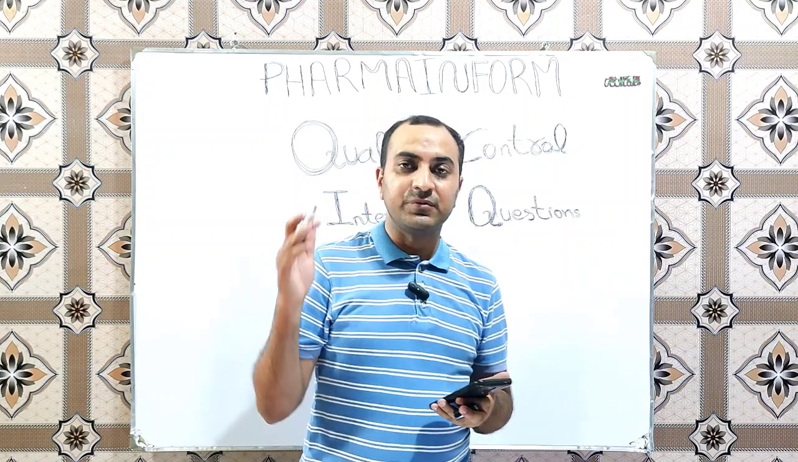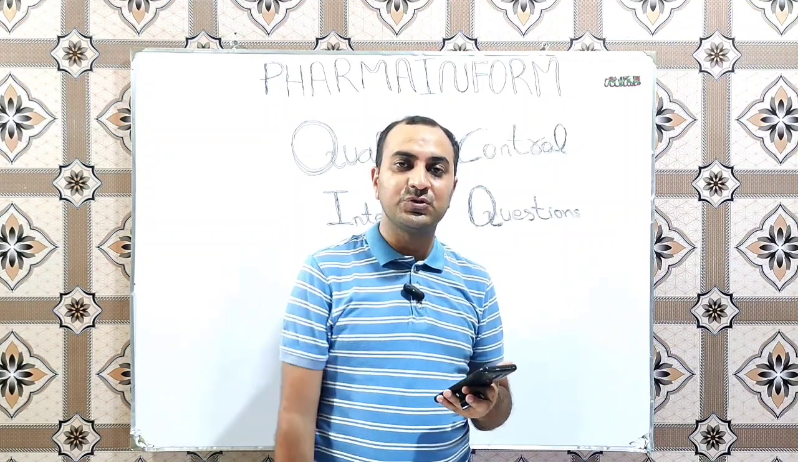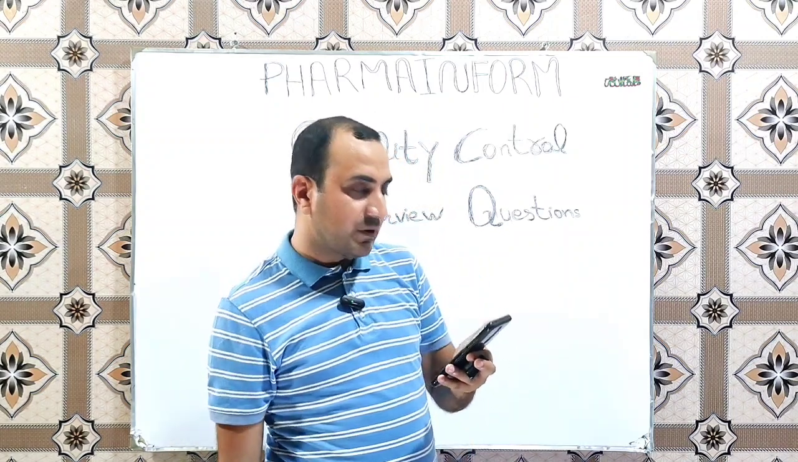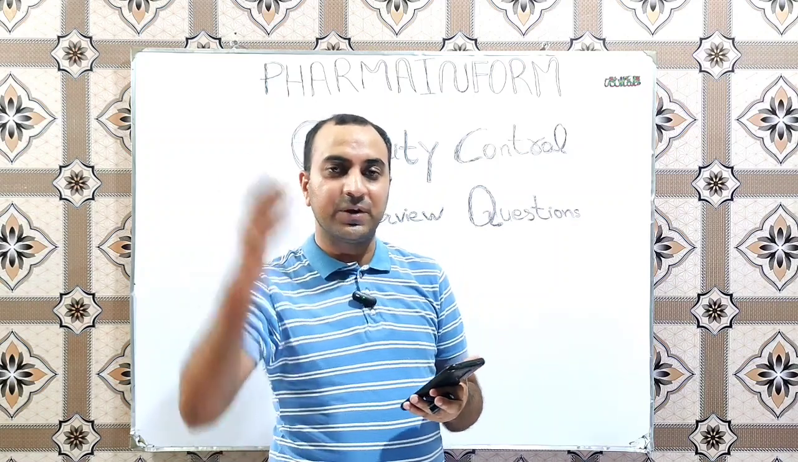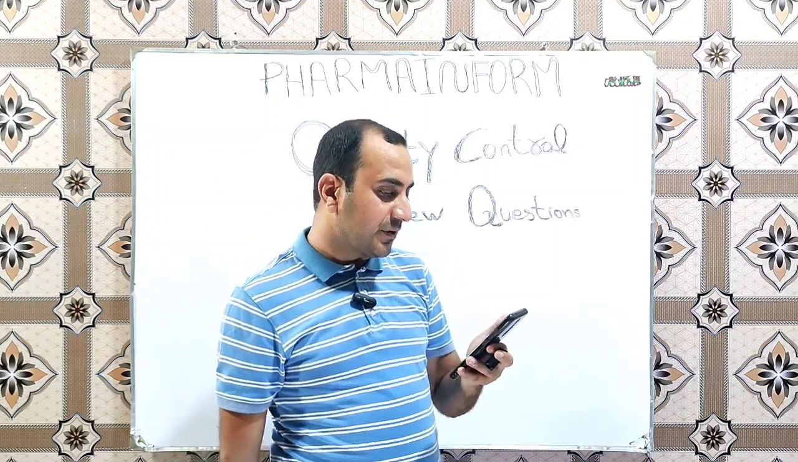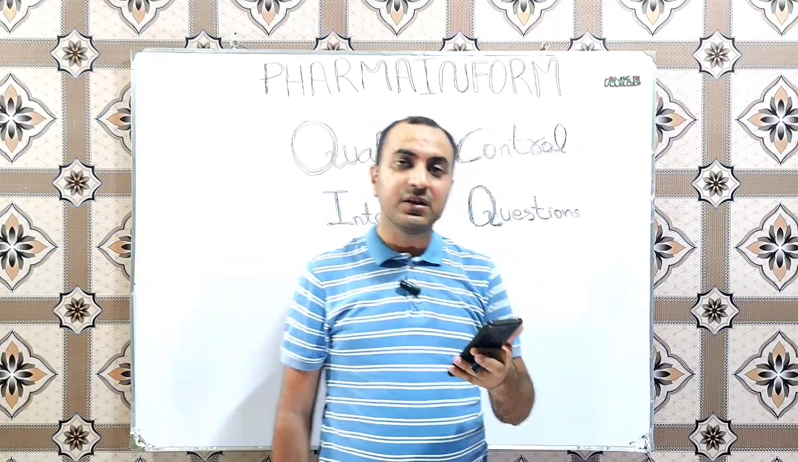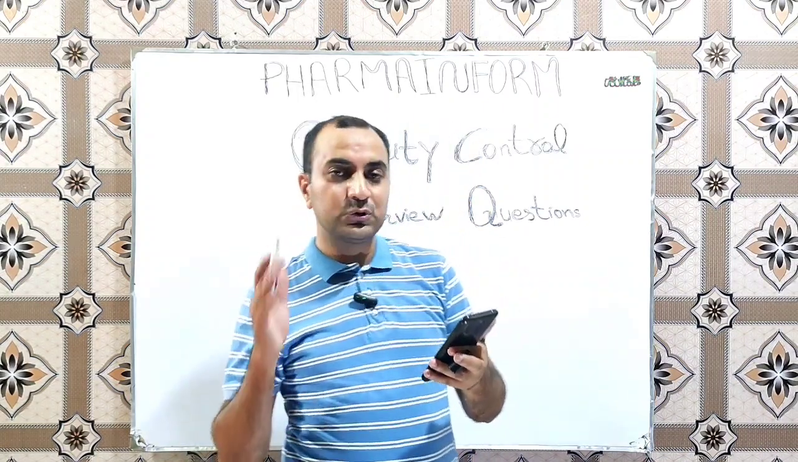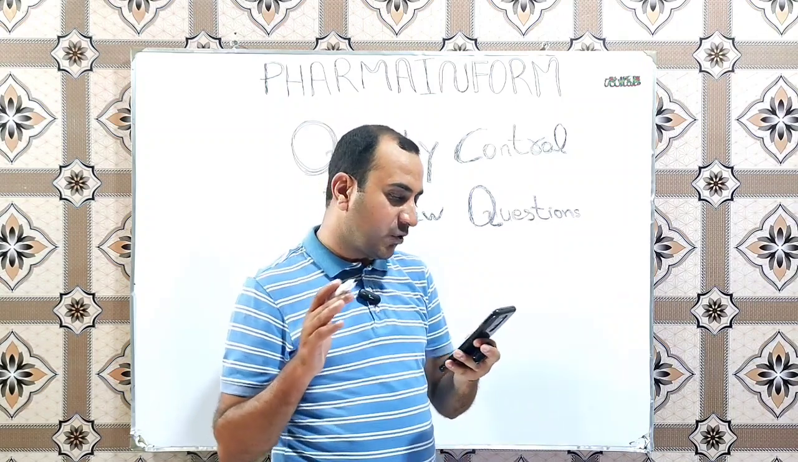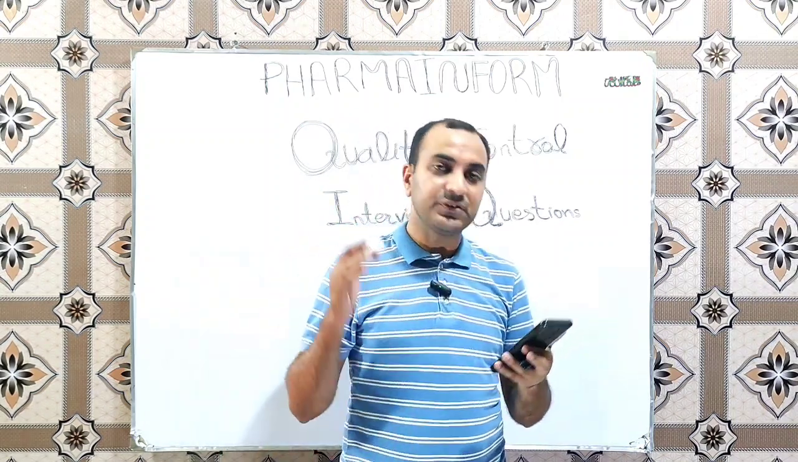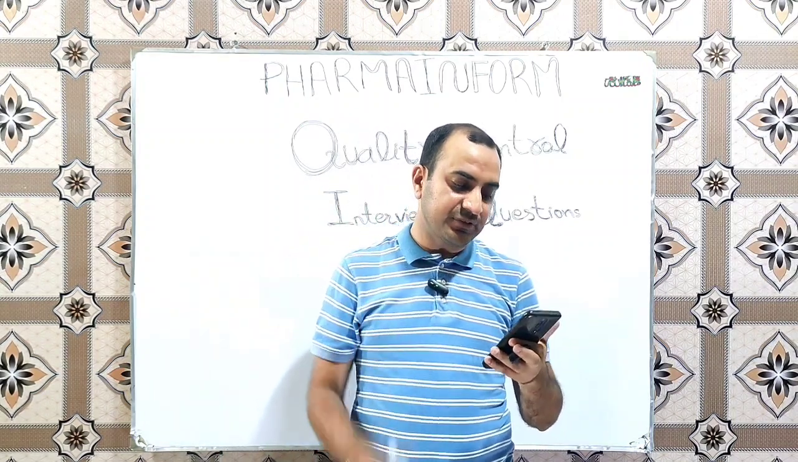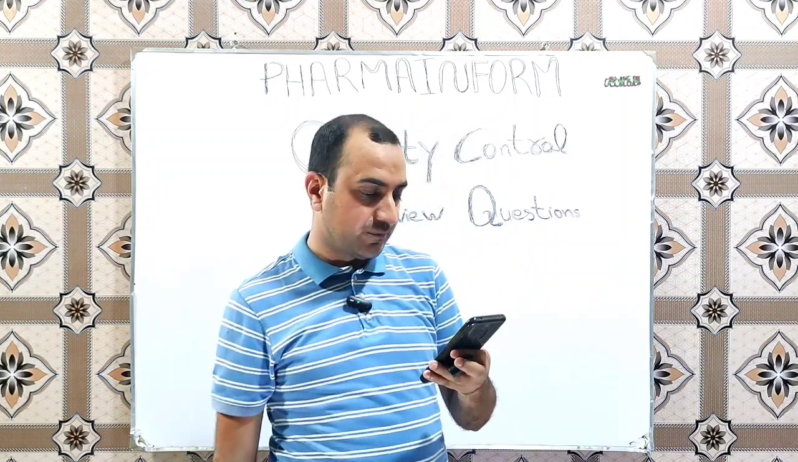Name different apparatus used for dissolution. Commonly asked question. 7 apparatus are used. We will learn one by one. First is basket apparatus, second is paddle apparatus, third one is reciprocating cylinder, fourth is flow through cell, fifth is paddle over disc, sixth is rotating cylinder, and seventh is reciprocating holder.